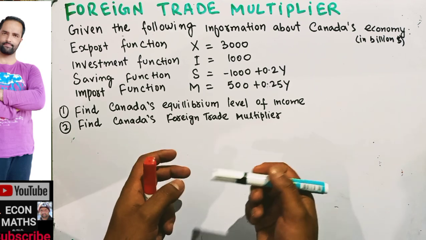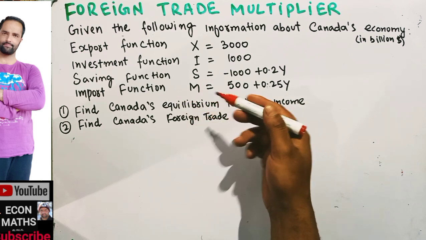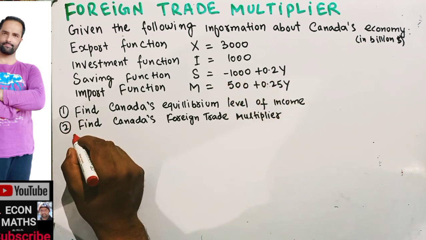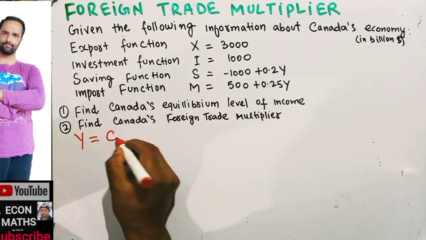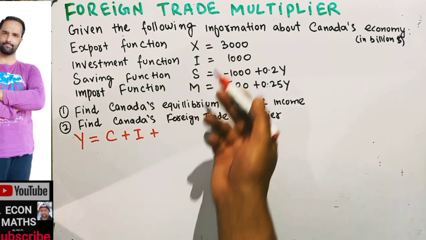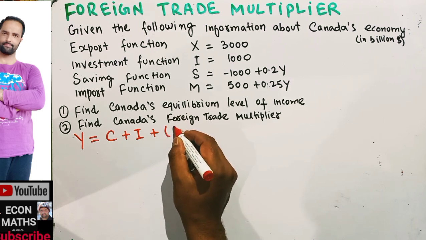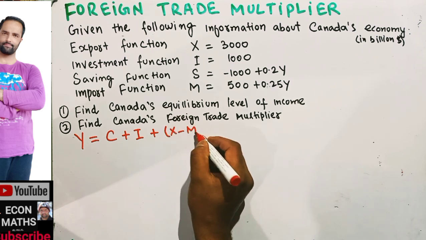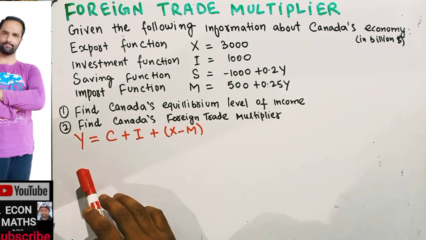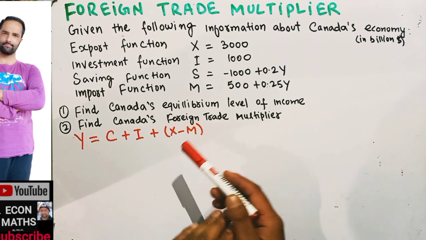Now, how do we find the equilibrium level of income? We have solved many cases here, but there is an addition to this question, so this is a little bit tricky one. We know that our total income should be equal to consumption expenditure plus investment expenditure plus government expenditure, but that is not being given here, plus x minus m. This is our typical national income identity. So total income will be equal to consumption expenditure plus investment expenditure plus net export expenditure.